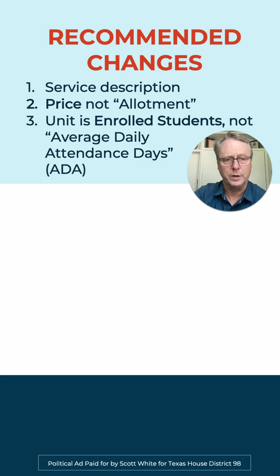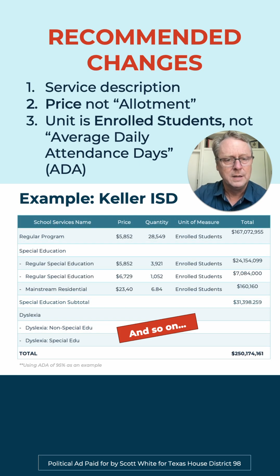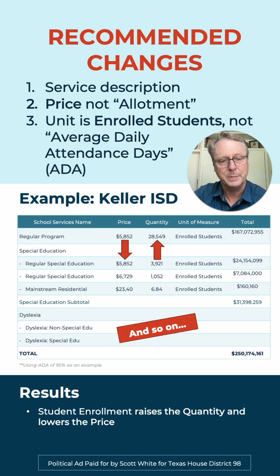So I'm going to kind of work it out here a bit. So if you relaid out the sheet, you would see the price and the quantity, unit of measure, and the totals. And I just worked out a few of these just to kind of give an example. It should add up to 250 million at the bottom. Now, if I switched it to enrollment, it would raise the quantity and lower the price because that's how it works. But really, it's the same number. So you see the lower price, the higher quantity, and the same totals.